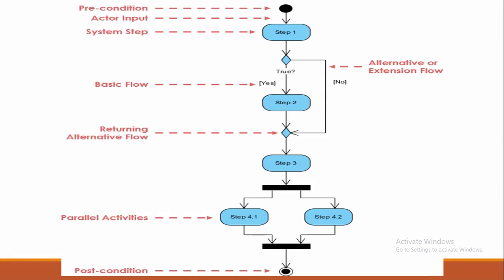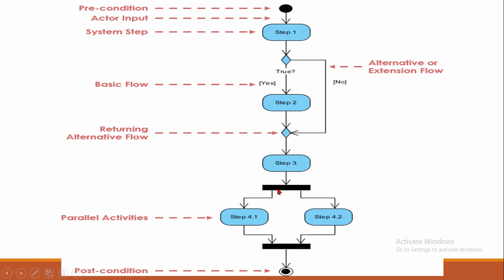This example shows a step-by-step ordering process. It shows a decision point, then parallel activities, then merge activities. You can see here the precondition. Then when the actor gives an input, your first step happens, which is a system step. Then it goes to the extension flow. If it is true, then it executes a step. If it is false, it goes to the alternative flow. And then you have step 3.